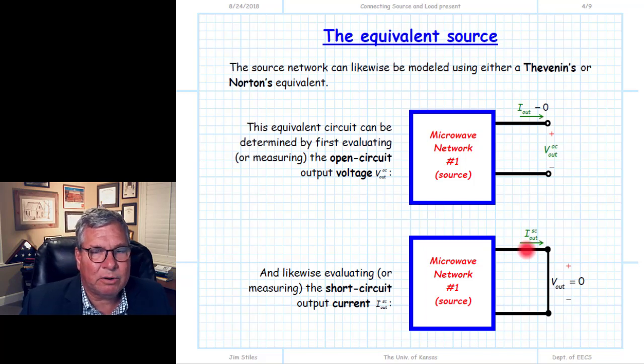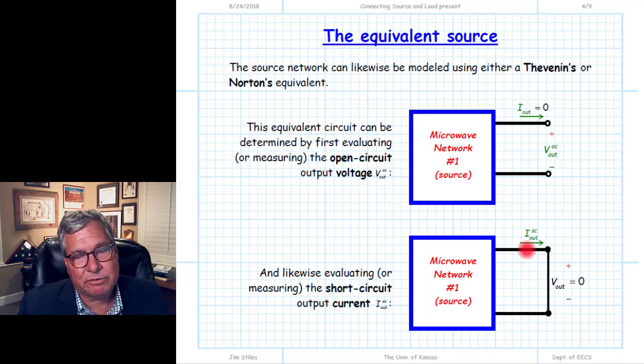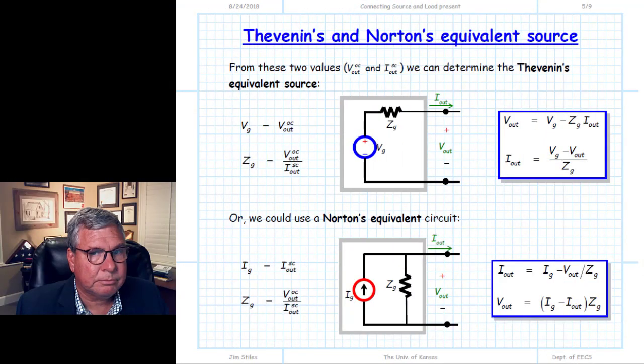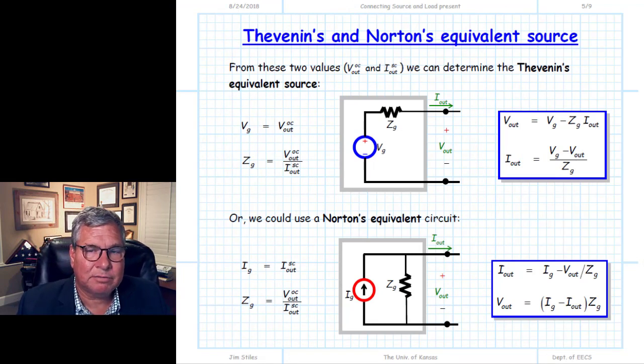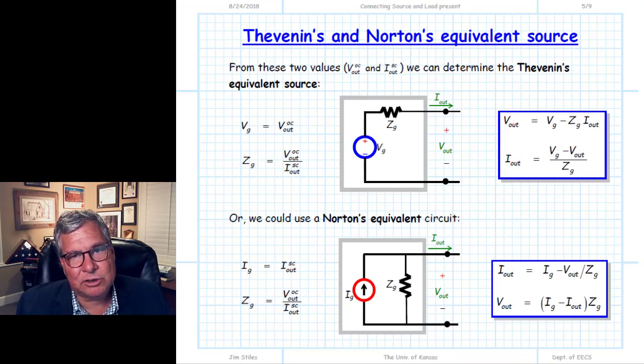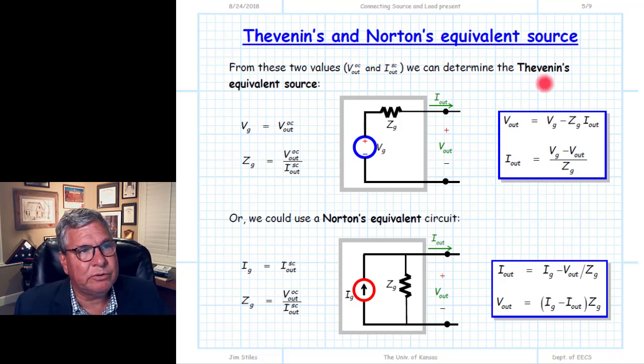When I say determine it, what do I mean? In a laboratory, we would literally measure these two values. If we have the schematic of what's inside the blue box, then we can do an analysis to find these two values, the open circuit voltage and the short circuit current. So what do we do with those two results once we get them? We have two choices with respect to the equivalent circuit, or the circuit model, for a one-port device that is a source of energy. We can either use the Thevenin's equivalent, or we can use the Norton's equivalent, and each are determined from the open circuit voltage and the short circuit current.